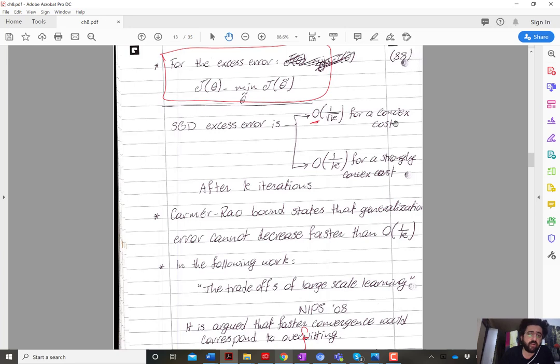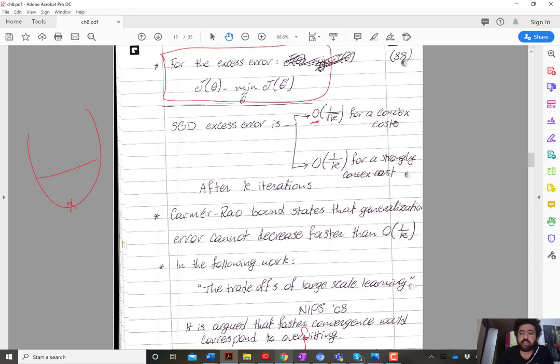Now let's see what convex and strongly convex mean, and how practical these assumptions are. Convex means that if you draw a line between two points, that line will lie above the curve. The good thing about convex functions is that the local minimum is the global minimum, and you can obtain it by looking for the point where the gradient reaches zero.